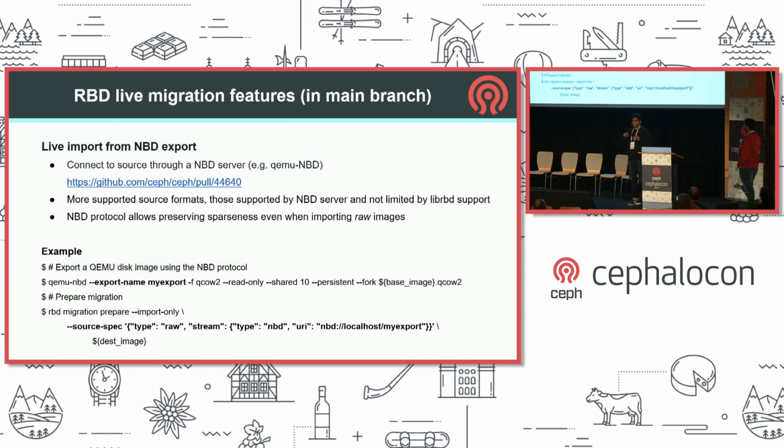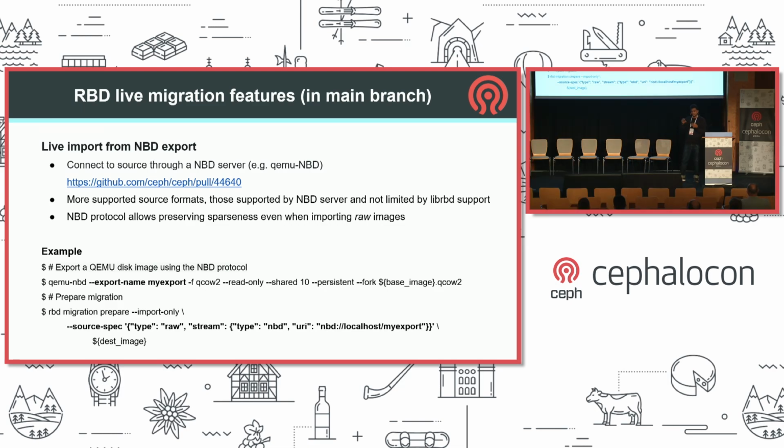So what this allows RBD is that we can support a wider variety of source formats, those that are supported by the NBD server, and we don't have to be restricted to only those source formats that librbd can support. And the NBD protocol also preserves sparseness. So this allows us to live import from raw images and preserve sparseness.